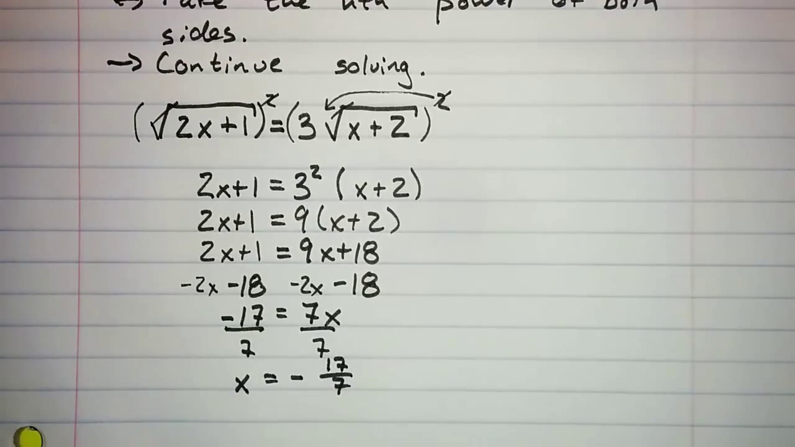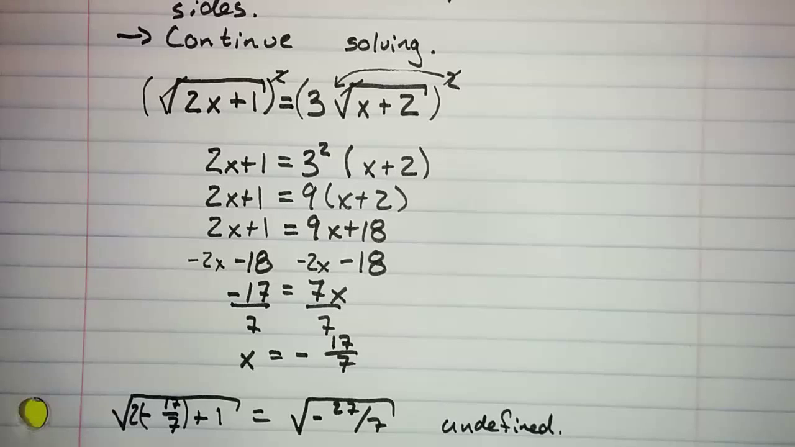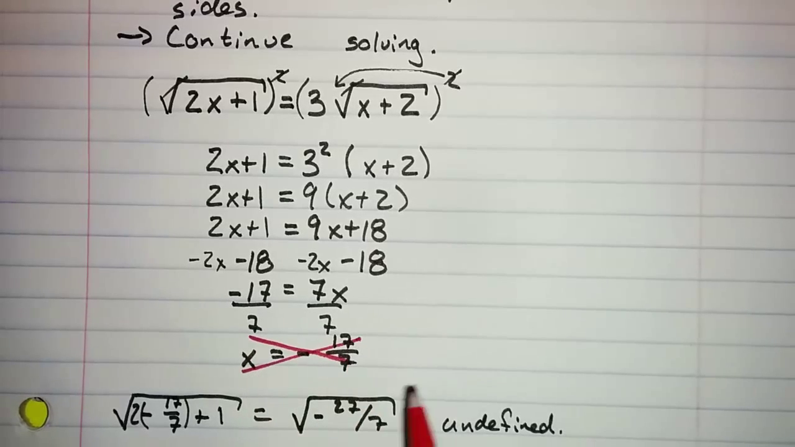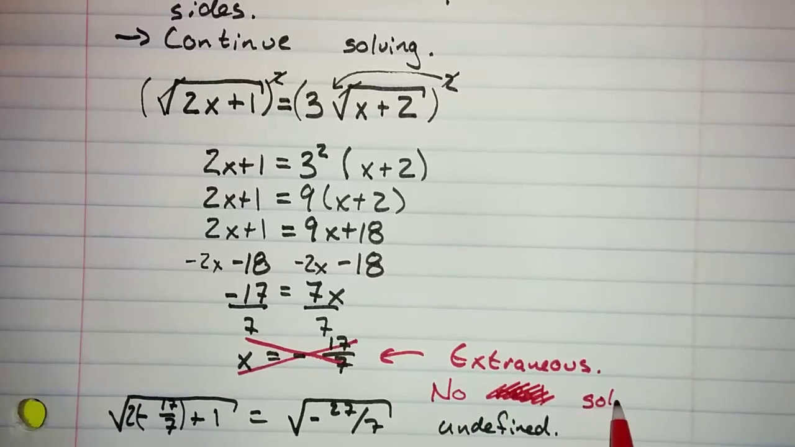That's only the one solution, but I did square both sides. Let's see if it's extraneous. If I plug in negative 17 sevenths on the left-hand side, using a calculator for the arithmetic now, I'll get the square root of negative 27 sevenths. Oh, that's not a real number, is it? So, in fact, this one solution I got is extraneous. There are no solutions. Let me give you one of these to try.